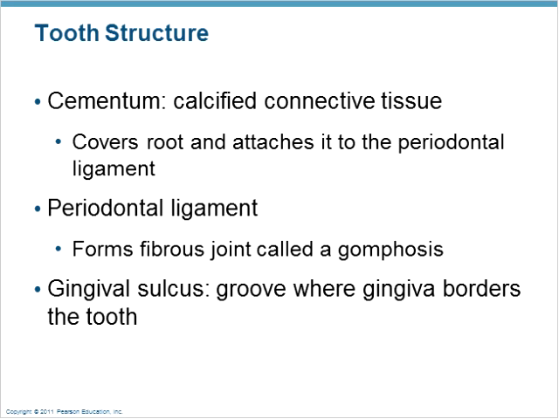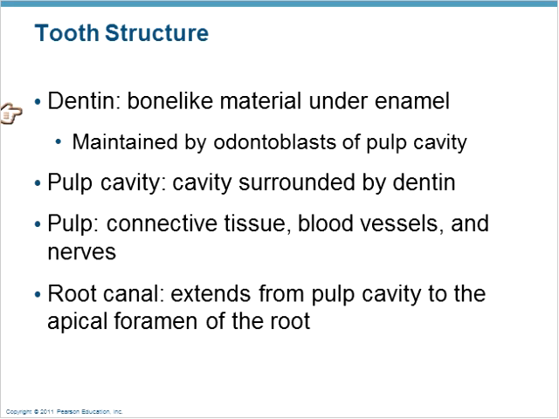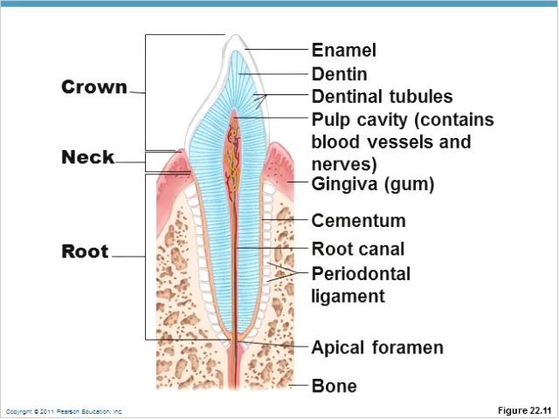The cementum is the calcified connective tissue that covers the root and attaches it to the periodontal ligament. The periodontal ligament forms the fibrous joint called a gomphosis, which we talked about. We talked about joints before. And then we talked about the gingival sulcus, which is the groove where the gingiva borders the tooth. The dentin is the bone-like material under the enamel, and it's maintained by odontoblasts of the pulp cavity. The pulp cavity is the cavity surrounded by dentin, and the pulp is connective tissue which contains blood vessels and nerves. The root canal extends from the pulp cavity to the apical foramen of the root.